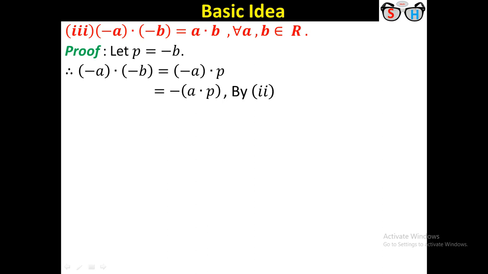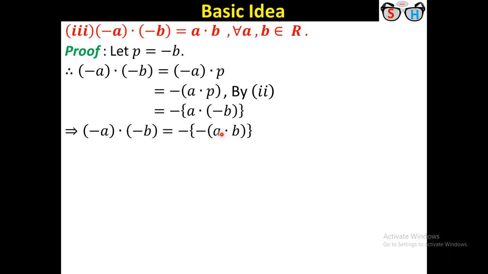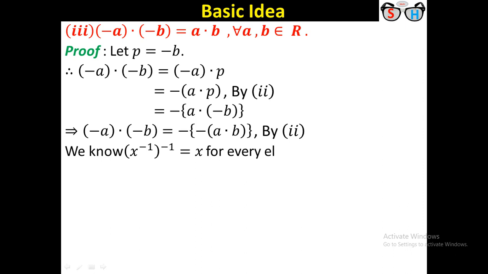Now we put −b in the place of p, then (−a)·(−b) means −(a·(−b)). This also occurs from the second theorem. So (−a)·(−b) equals −(−(ab)). This occurs by (2). Now we know that the inverse of an element's inverse is the same element. That is, we know (x⁻¹)⁻¹ = x for every element x in a group. Here you see that −(a·b) is the additive inverse of a·b.